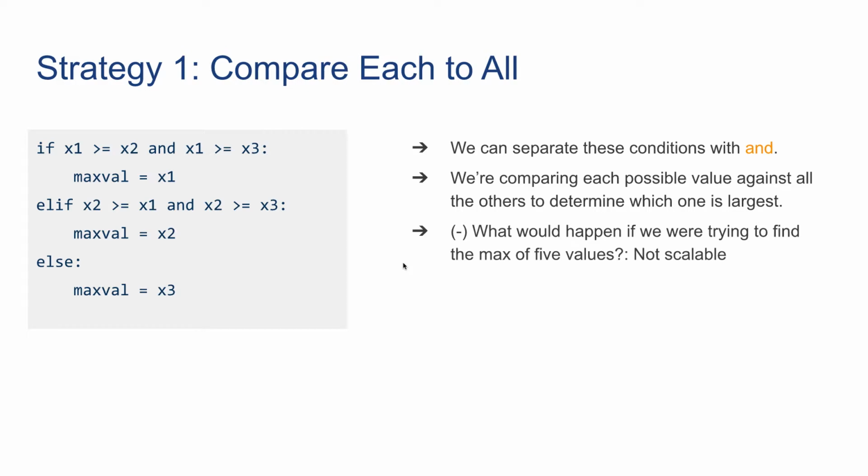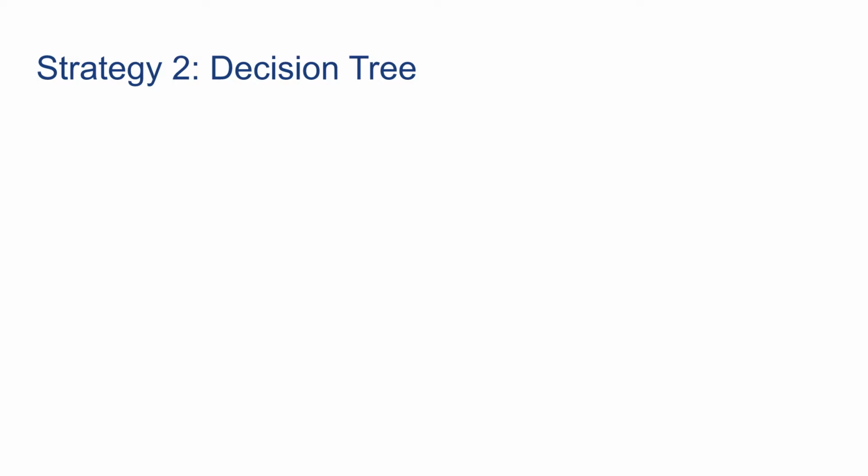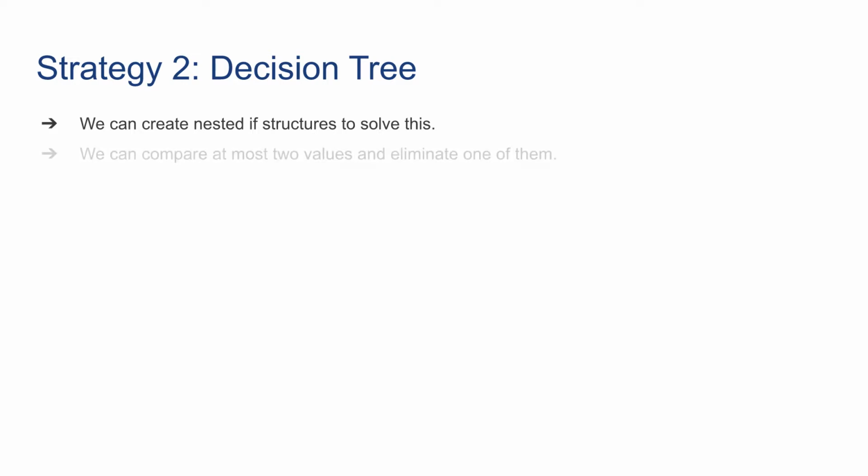So this was a good solution, but what would happen if we're trying to find the max of 5 values? So this solution becomes not so much scalable. Strategy 2, decision tree. We can create nested if structures to solve this. We can compare at most 2 values and eliminate one of them. And then here's the solution.